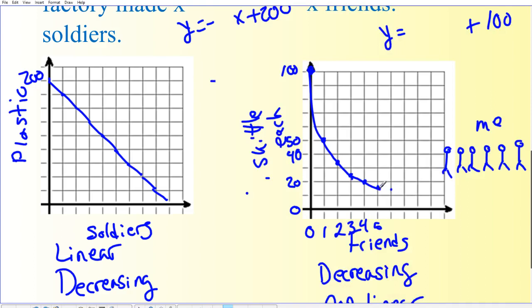So you see, the amount it's going down has changed a lot. Here, it dropped a lot. When I added 1 friend, I lost half of my Skittles. And then when we added another friend, I didn't lose quite as many that time. And it gets less each time. So this is non-linear, and it's decreasing.